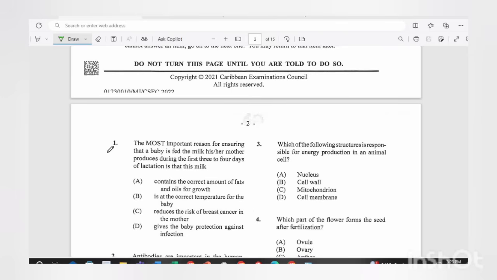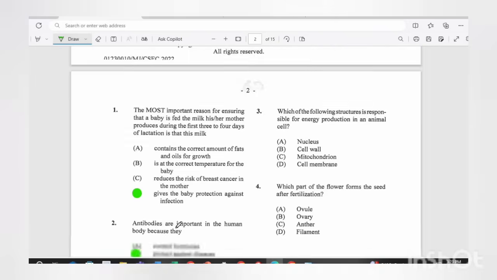So the first question: the most important reason for ensuring that a baby is fed the milk his or her mother produces during the first 3 to 4 days of lactation is that this milk A. contains the correct amount of fats and oils for growth, B. is at the correct temperature for the baby, C. reduces the risk of breast cancer in the mother, or D. gives the baby protection against infection. The answer there is D. gives the baby protection against infection.